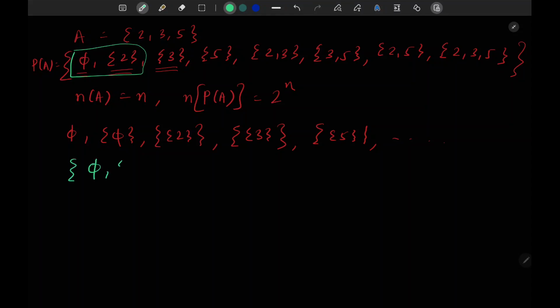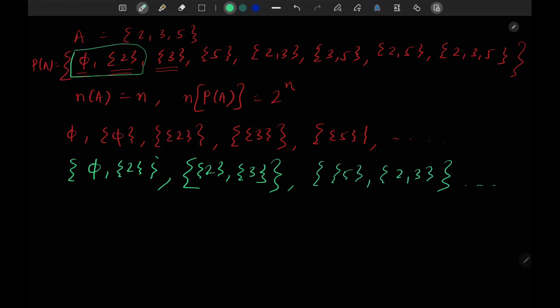So taking two at a time, the subset will be 5 and 2 put in a set, then taking 2 and 3 and putting them in a set, then taking 3 and 5 and putting them in a set. This will continue till all the elements from the power set of A are taken and put in a set.